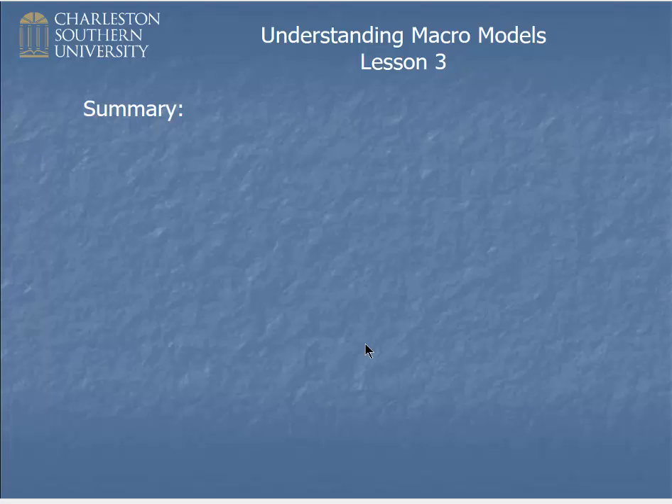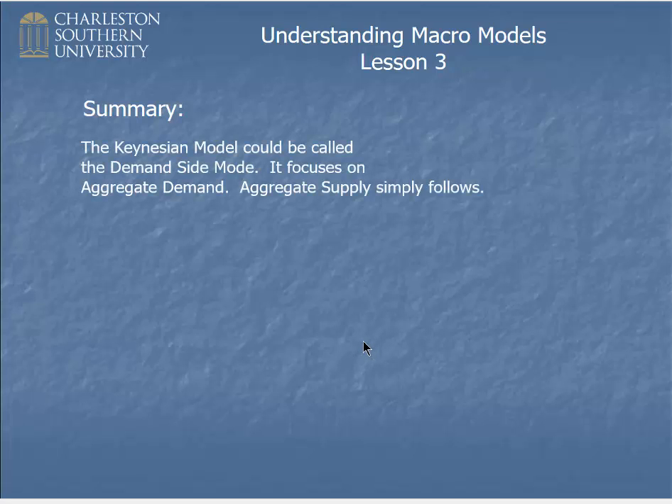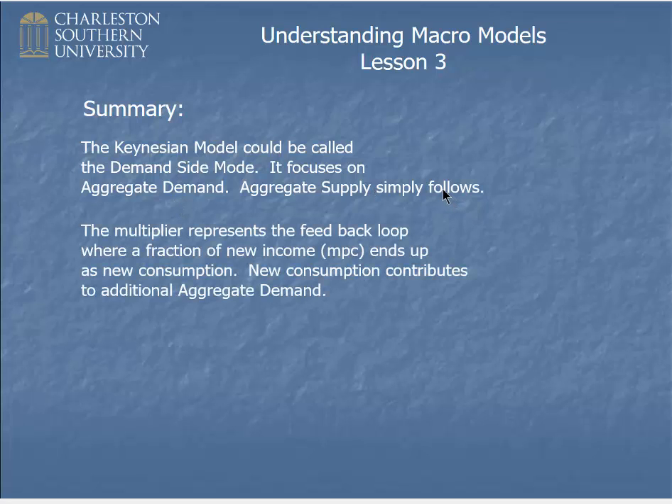Okay, so now let's summarize what we've done here. The Keynesian model could be called the demand side model. Oh, I see a typo. Demand side model. It focuses on aggregate demand. Aggregate supply simply follows. The multiplier represents the feedback loop where a fraction of new income, that fraction of course is the marginal propensity to consume, a fraction of new income ends up as new consumption.